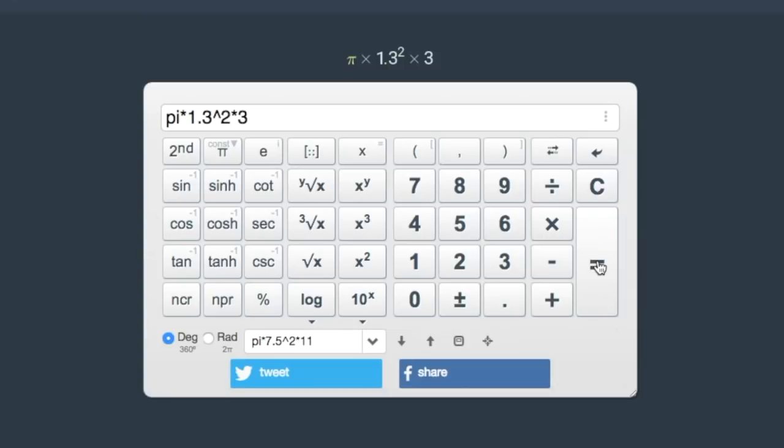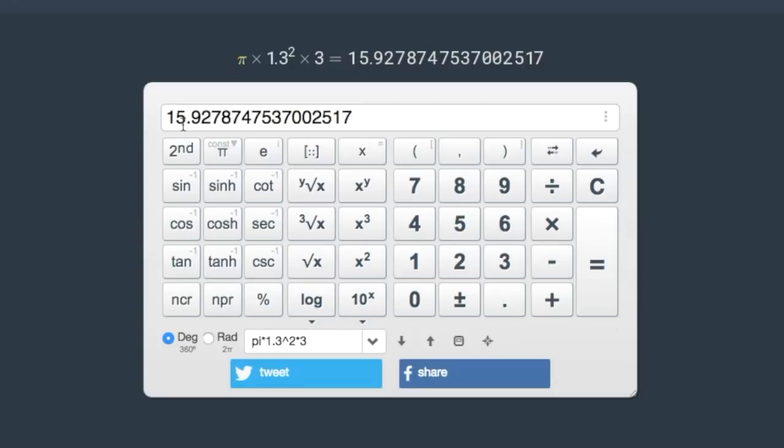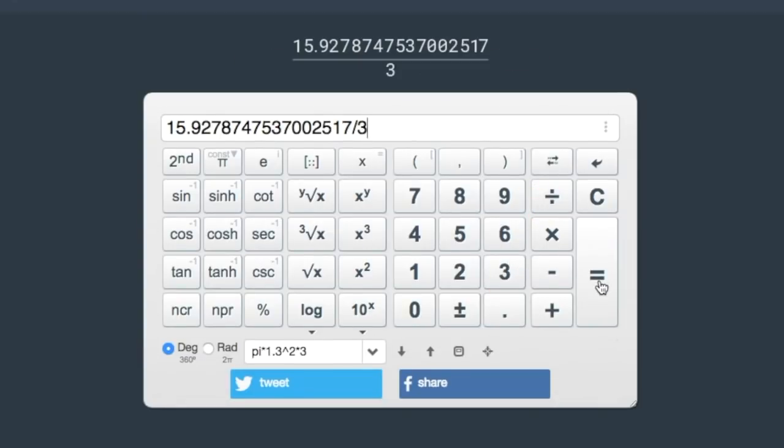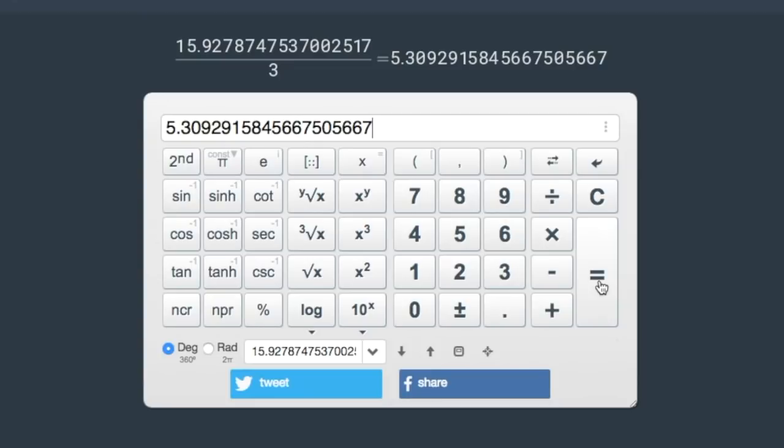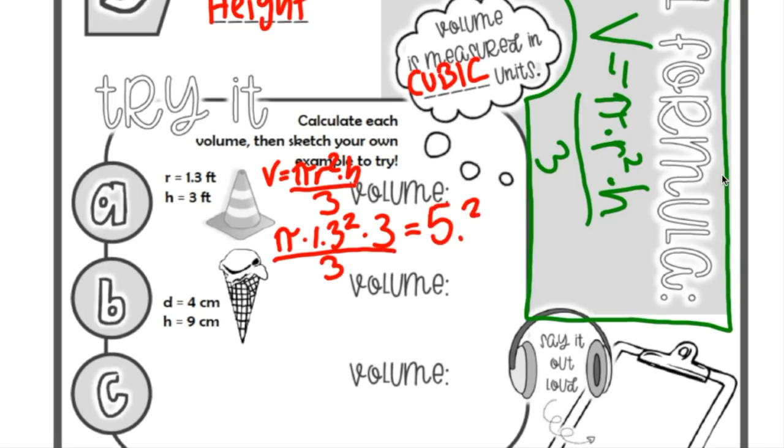So that is the entire top that we wrote down. Once you get that number, that is if this were a cylinder. So to get down to a cone, which is what we're looking for, we're dividing that entire thing by 3. That was always the last step. And we'll get our volume, which is going to be 5.3 feet cubed. So let's go ahead and try the next one.